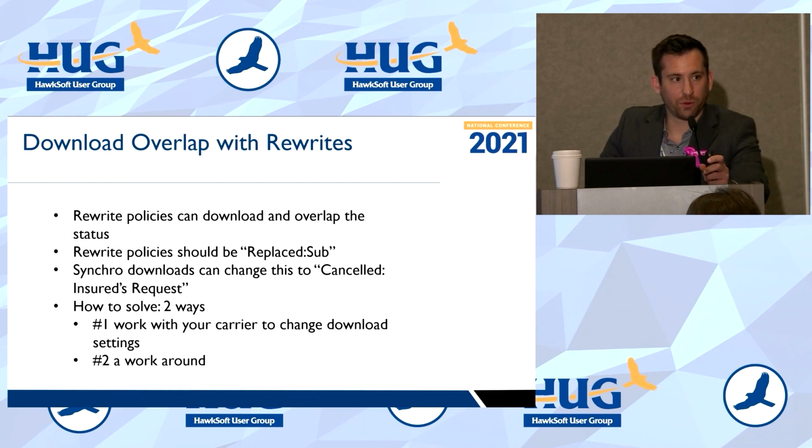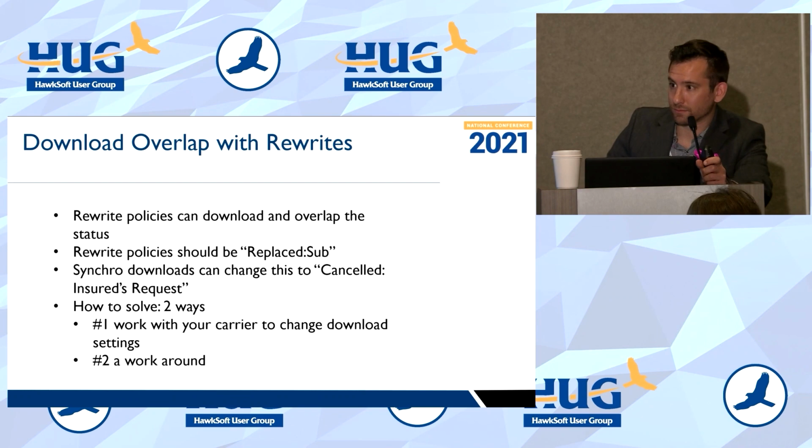How many of you know if you have synchronous or asynchronous downloads? And what does that mean? What was that? Okay, so an asynchronous download means they just send the new information. A synchronous download means they'll just overlap it with what the carrier has. So for example, if you have a rewrite, I'll show you what this means. In this case, we're rewriting this policy, right?